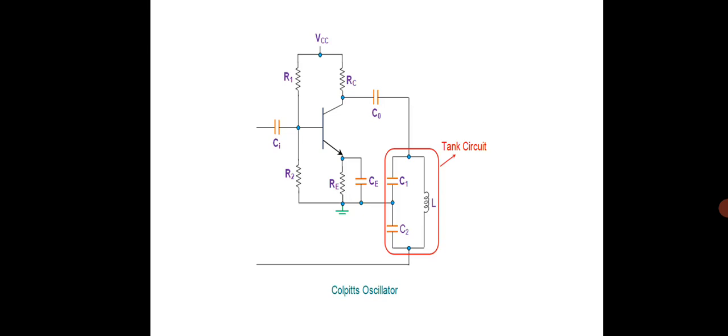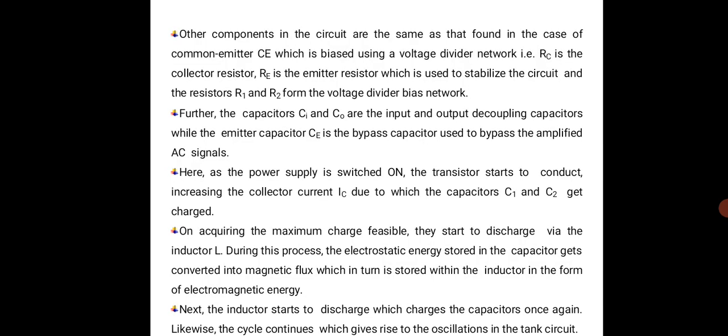So here you can see C1 and C2 are connected in parallel with the inductor L, which is a tank circuit. So this gives you the Colpitts oscillator.